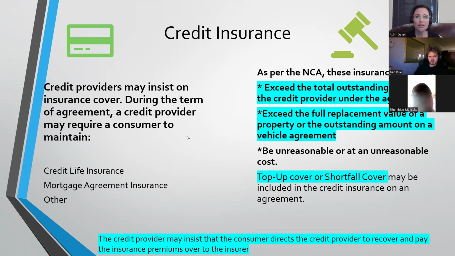Okay, can you imagine if everyone got richer from the insurance payout? Some people will willingly drive their vehicle into a wall, hoping it's written off because they're getting a lot of money back. So that's why it specifically states that the insurance should only settle your debts and put you back in the same situation you were in before the accident occurred or before the vehicle was stolen or whatever. And then the credit provider may insist that the consumer directs the credit provider to recover and pay the insurance premiums over to the insurer. Okay.